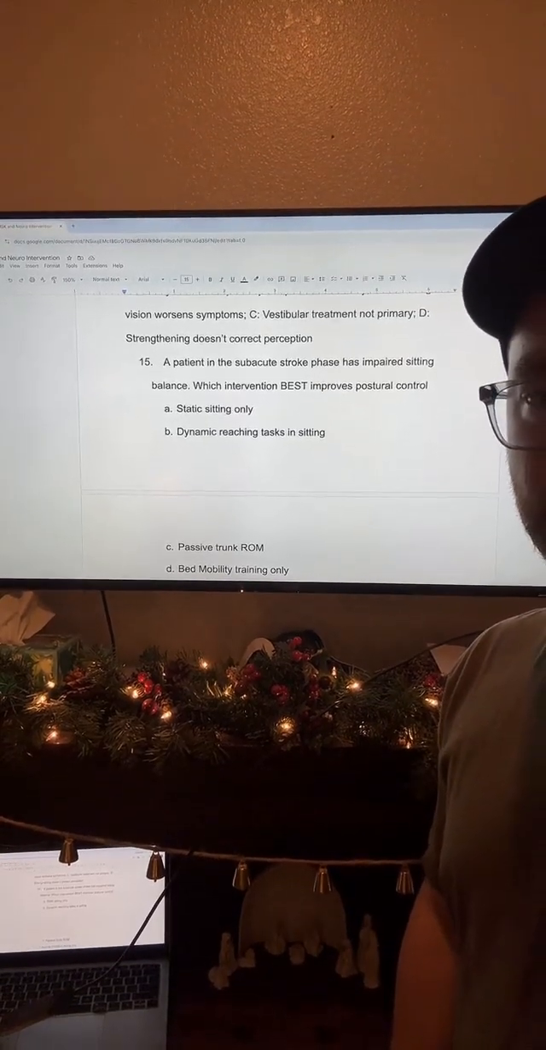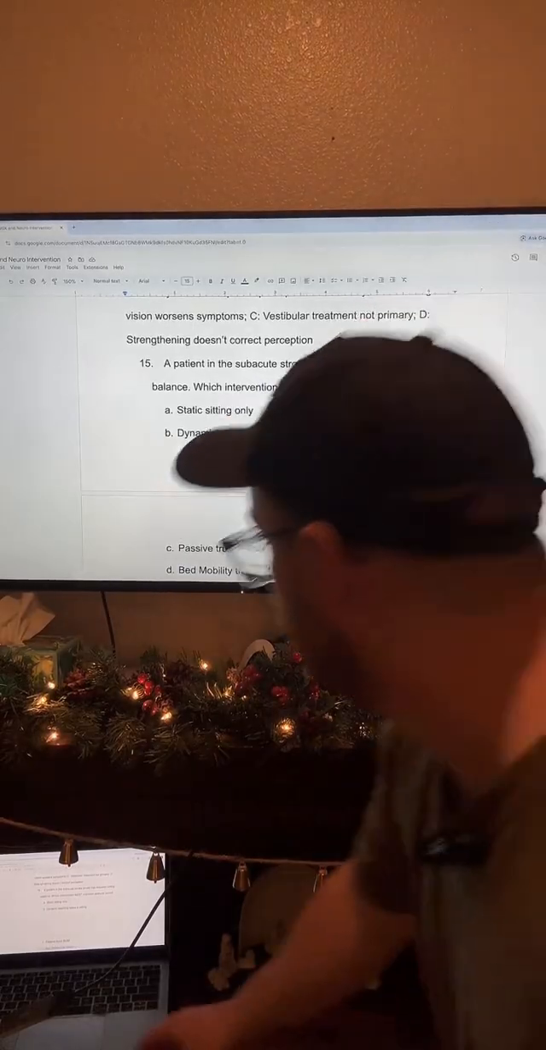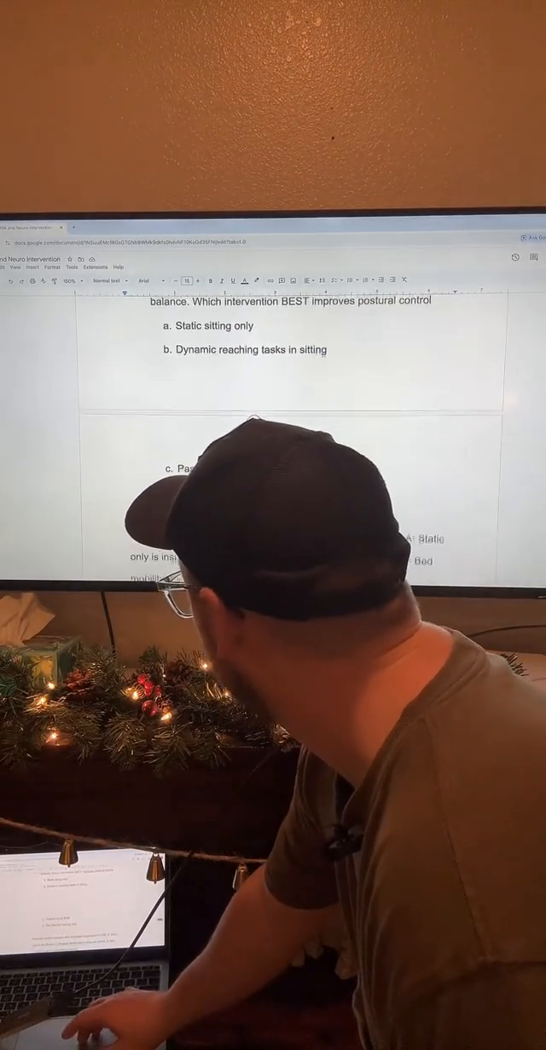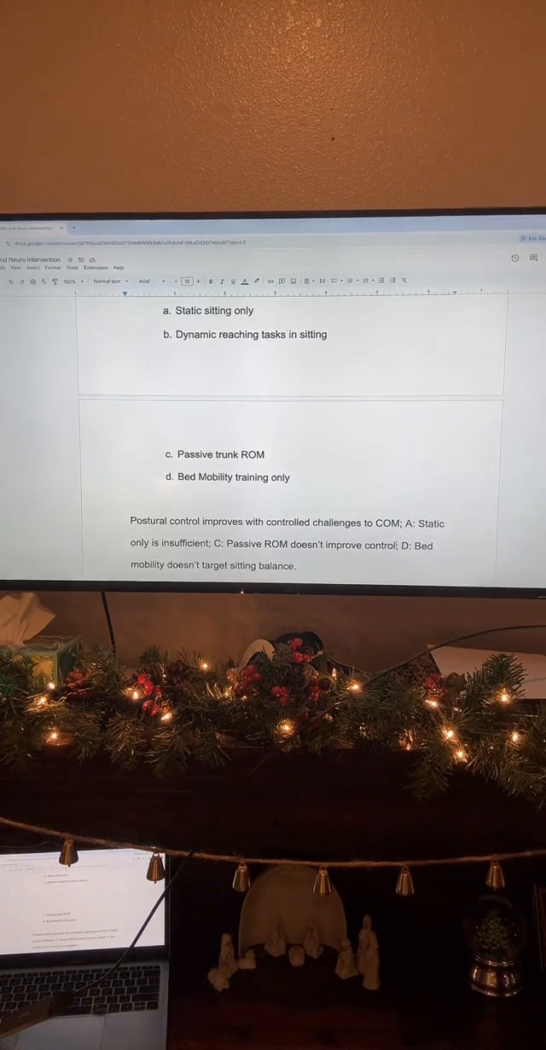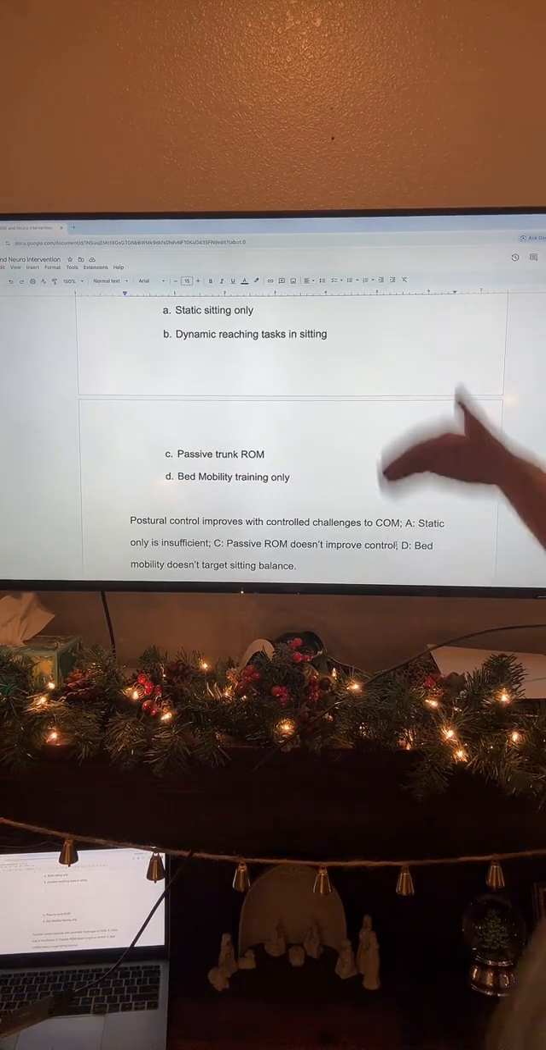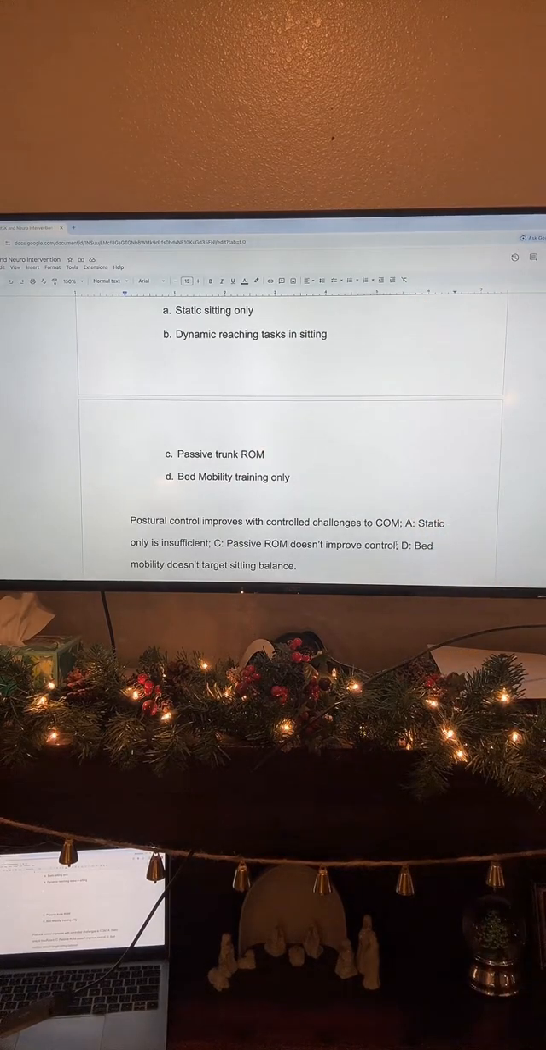All right, let's go ahead and go into the answer choices. So postural control improves with controlled challenges to center of mass. So the correct answer is B. You want to do dynamic reaching tasks so that you can challenge control of your center of mass over your base of support, right? So static sitting is not going to be sufficient because you're not challenging that postural control outside of your base of support with static sitting.